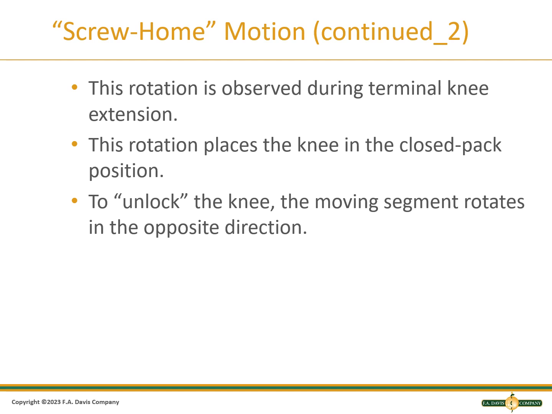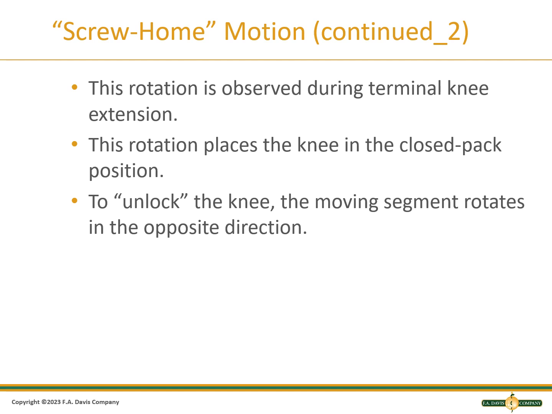We see this happening at terminal knee extension. So that very last bit of knee extension is where you can observe the screw home motion. The rotation places the knee in the closed pack position. If you remember, the closed pack position is full extension with external rotation of the tibia, and so this screw home motion or locked in mechanism is what creates that closed pack positioning.